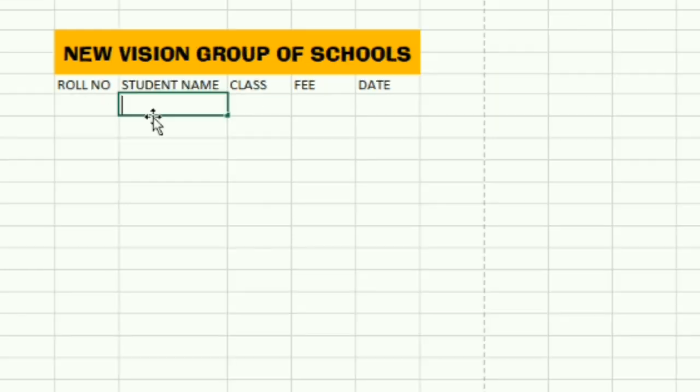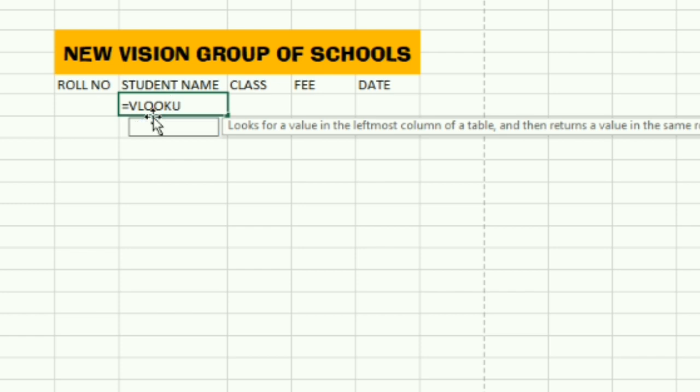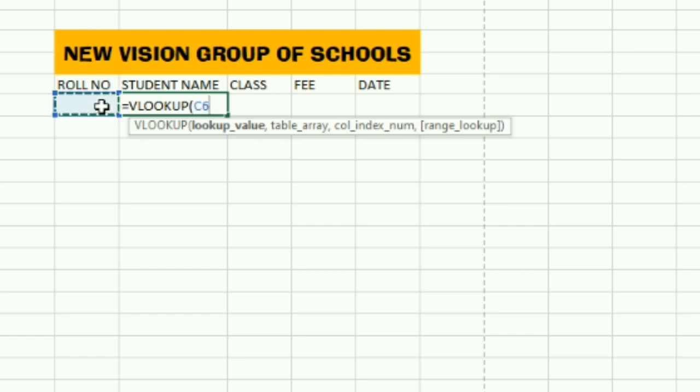Now enter the VLOOKUP formula, and just do the same steps as me. Lookup value, enter the table array that you have saved before, and the most important thing is to enter the same column number from where you want to get the value.